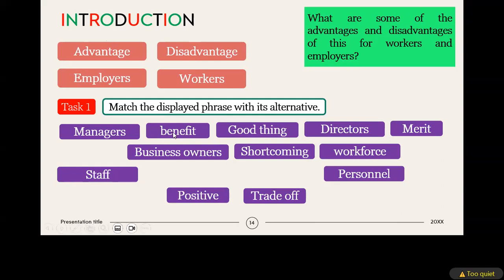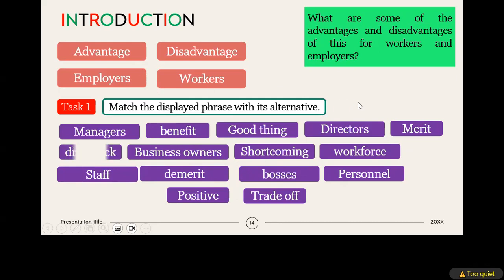Okay, benefit, what does it go with? Advantage. Yeah, this is an advantage, it's a benefit. Okay, now demerit. شوفوا هذه merit حطينا D, demerit شو يعني؟ Disadvantage. Very good. احنا قلنا merit is an advantage. Demerit is a disadvantage. Okay, cool. Now, bosses. Employers. Yeah, so bosses are employers. مدير. Okay. Drawback.